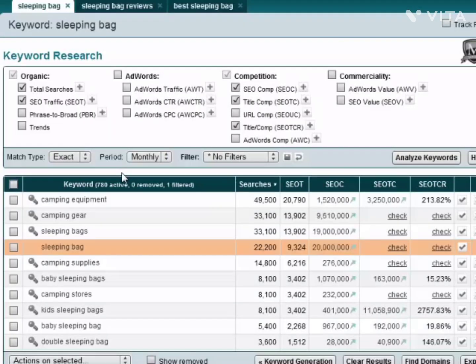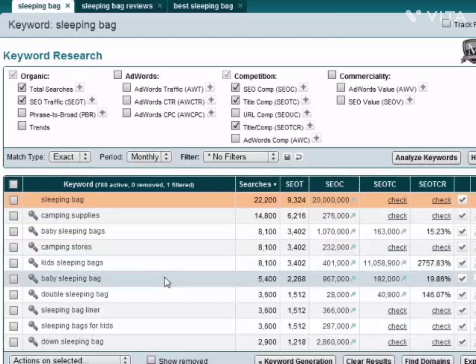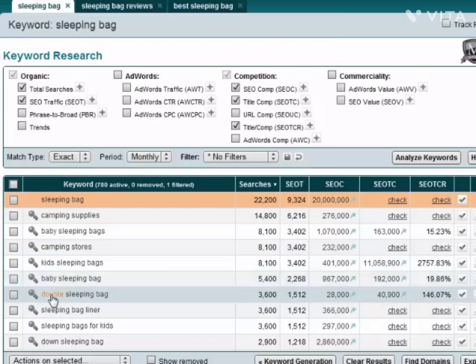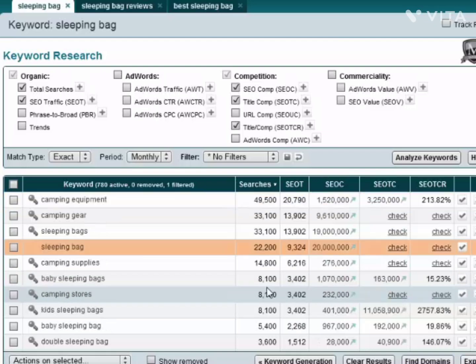I'm going to go after best sleeping bags and sleeping bag reviews. And a secondary thing I might take note of was the double sleeping bag. Maybe I could do a site on just reviewing the top double sleeping bags. Overall, not a lot of competition there.